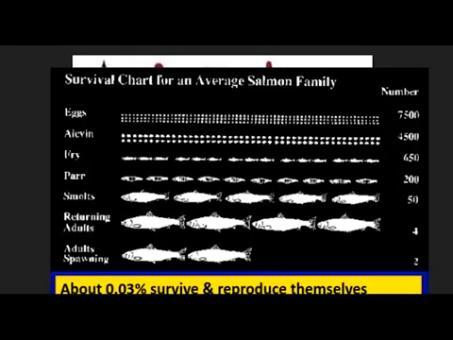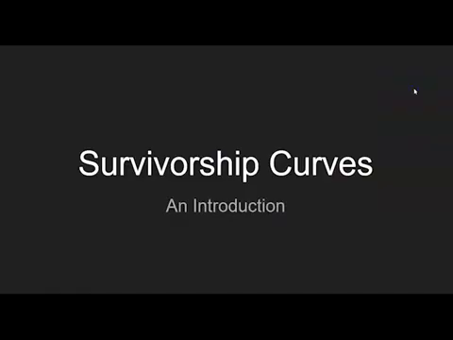Thousands of eggs become alevin, which are the hatched fertilized eggs. Yet from that spawning, only 2 adults actually make it. Only 0.03% survive. That is your information on survivorship curves.